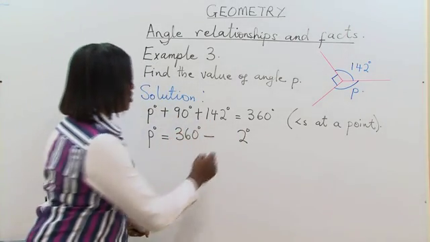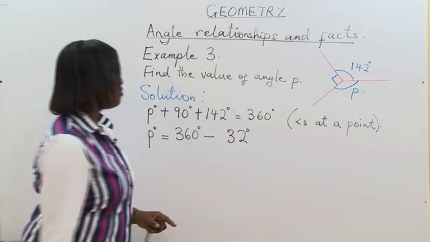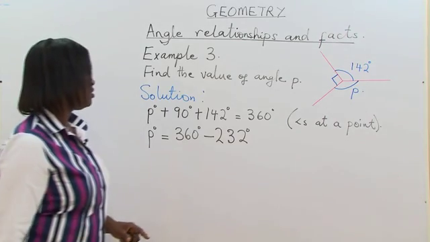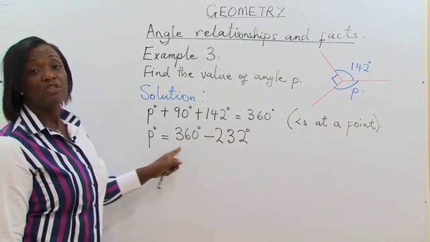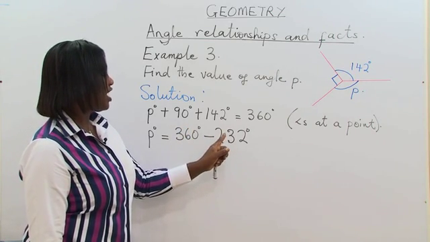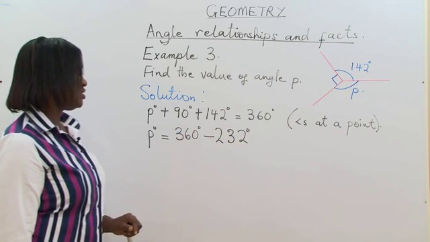9 plus 4 is 13. We carry 1, and 1 plus 1 is 2. So the value of P is 360 minus 232 degrees.